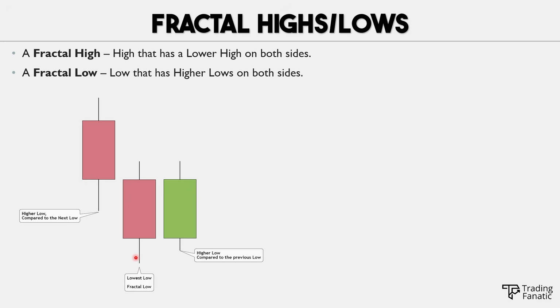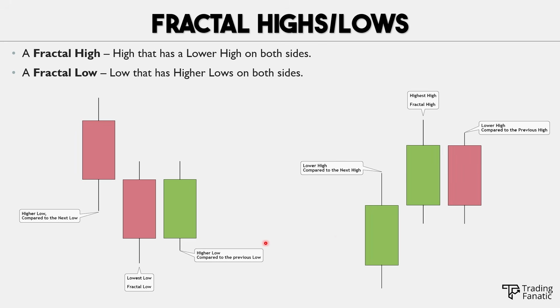So this here is a fractal low. You can also, by the way, use an indicator called fractals. It spots them automatically for you. And here is a fractal high.